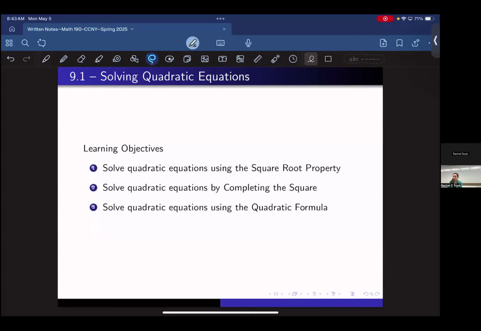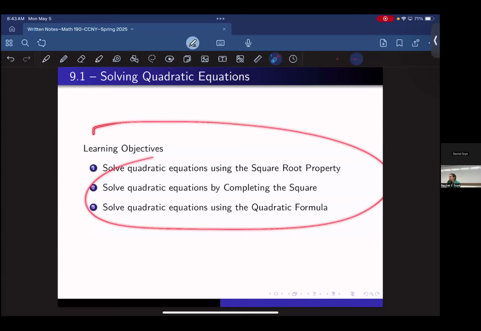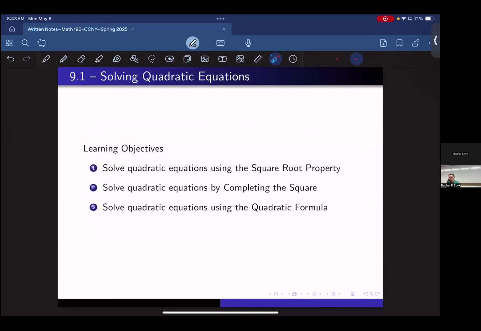So today's lesson, we're finally into our quadratic equations. Our three learning objectives for today are going to be able to solve quadratic equations using our square root property. We're going to be learning how to complete the square, and then we'll also be learning how to use our quadratic formula.